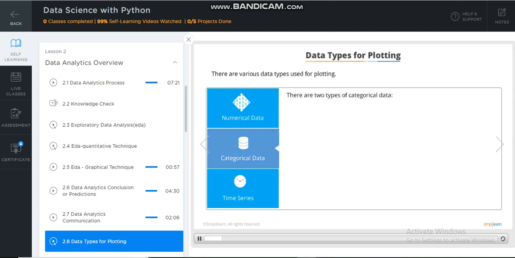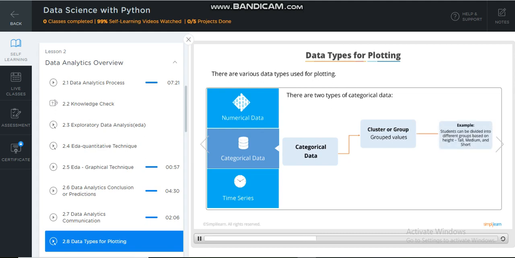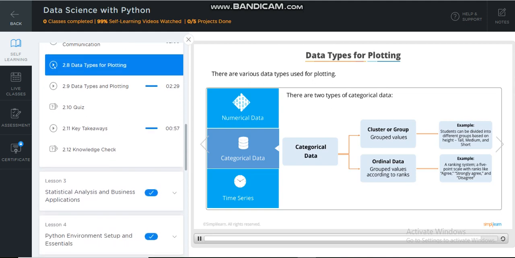The second type of data is categorical data. It has two types of data. One, cluster or group. For example, students can be divided into different groups based on height: tall, medium, short. Two, ordinal data. For example, a ranking system, a 5-point scale with ranks like agree, strongly agree, and disagree.